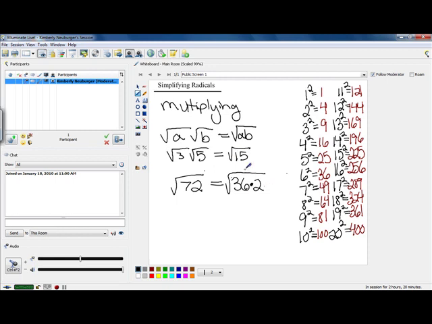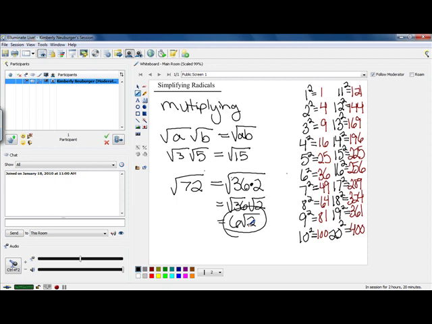Now, since we now have square root of 36 times 2, we're going to go backwards with our rule and separate those two square roots up. So we have square root of 36 times square root of 2. Now, we cannot simplify square root of 2. It's going to be a decimal. But we can simplify square root of 36. So we're going to do that. And square root of 36 is 6. So simplified, square root of 72 is 6 square root of 2.